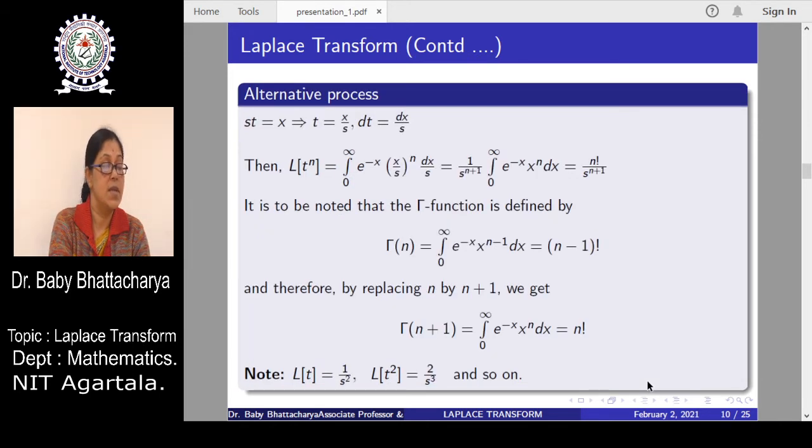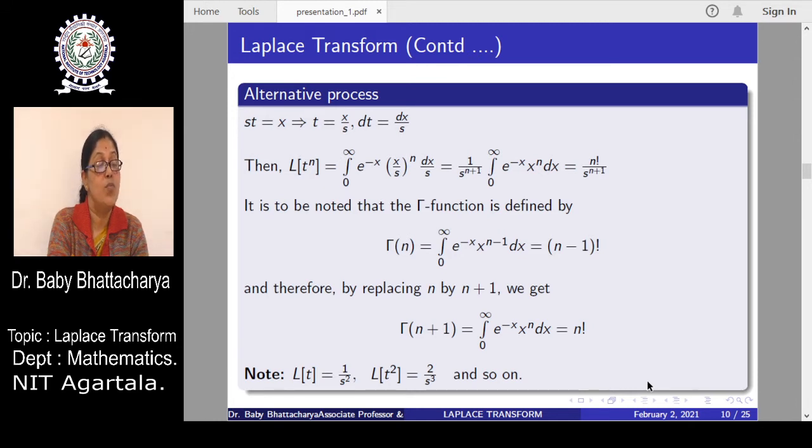We can prove the same result by another approach also, and the alternative approach comes from an improper function which is known as the gamma function. What we do there? We consider the substitution of st by a variable x. Accordingly, we obtain t equals x by s and dt equals dx by s. So the Laplace transformation of t^n appears from the definition as the integration from 0 to infinity of e^(-x) times (x by s)^n dx by s, that is 1 by s^(n+1) times the integration from 0 to infinity of e^(-x) x^n dx.